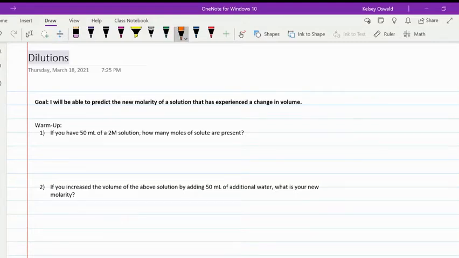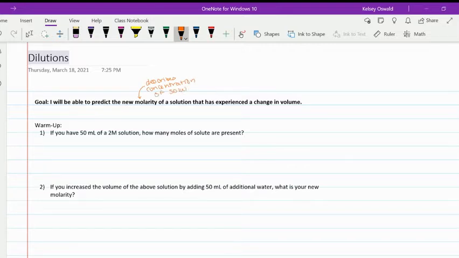Application of molarity in looking at dilutions. So our goal for today is that we will be able to predict the new molarity of a solution that has experienced a change in volume. As a refresher, molarity is a way to describe the concentration of a solution. It tells us how tightly packed those particles are in a given space.